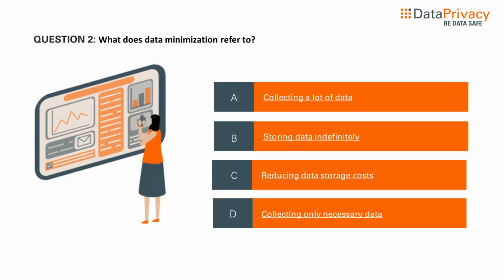Question 2. What does data minimization refer to? A. Collecting a lot of data. B. Storing data indefinitely. C. Reducing data storage costs. And D. Collecting only necessary data.